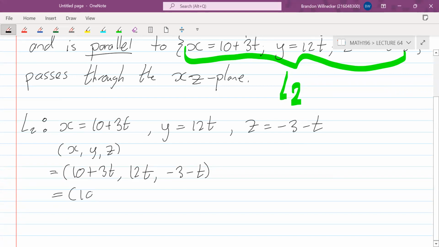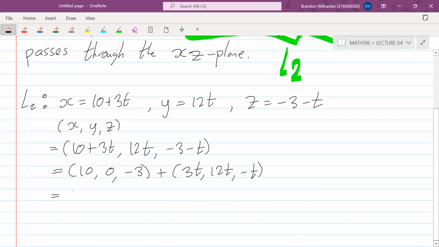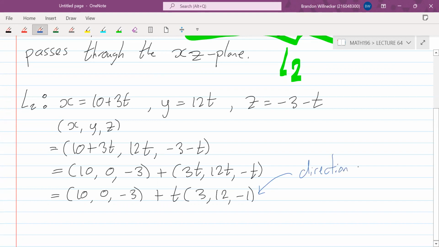So this is going to be 10, 0, -3, plus 3t, 12t, and minus t. So everything with the t, I've separated that out. Now we can factor out the t. So this is going to be 10, 0, -3, plus t times 3, 12, and -1. Now this bit over here, this is going to be our direction vector, v. Okay, so that's for the line L2.